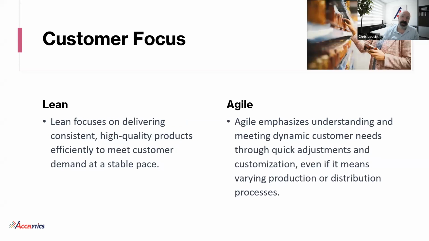Okay, then customer focus. When it comes to customer focus, a lean approach focuses on delivering consistent, and that again goes back to your production process design and setup. You want to deliver consistent, high quality products to meet your customer demand at a stable pace. So this is, I don't want to say very rigid, but somewhat rigid, because you want to keep your production processes fairly static.